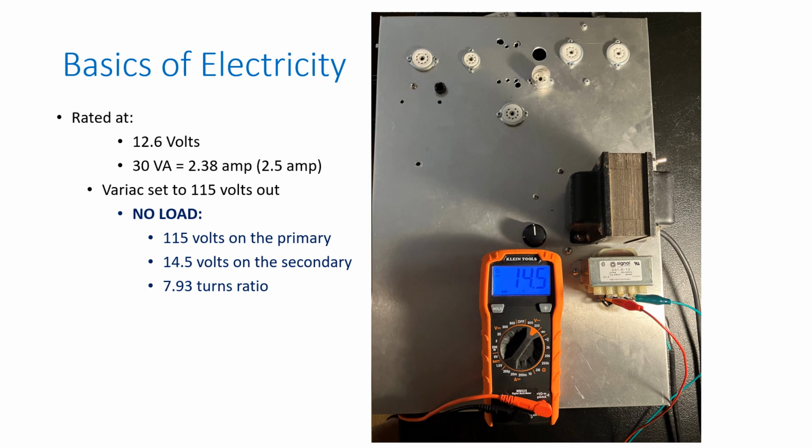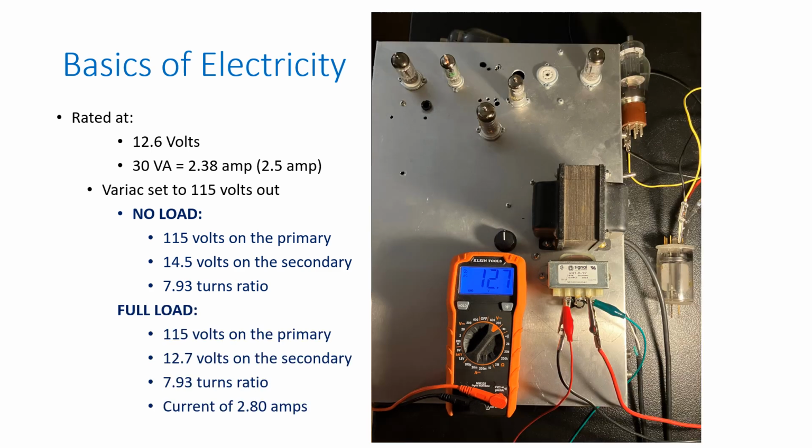So let's put our tubes in. I've got all my tubes in. Two of them I've got laying on the side because I don't have them mounted yet. I've got them wired up. And look at this. I've got a current of 2.8 amps at 12.6 volts. So you see, the nameplate was accurate. It's rated for 2.5 amps at 12.6 volts. But if you don't load the transformer enough, the voltage will be higher than that. If you load it with even more load, the voltage will keep dropping.